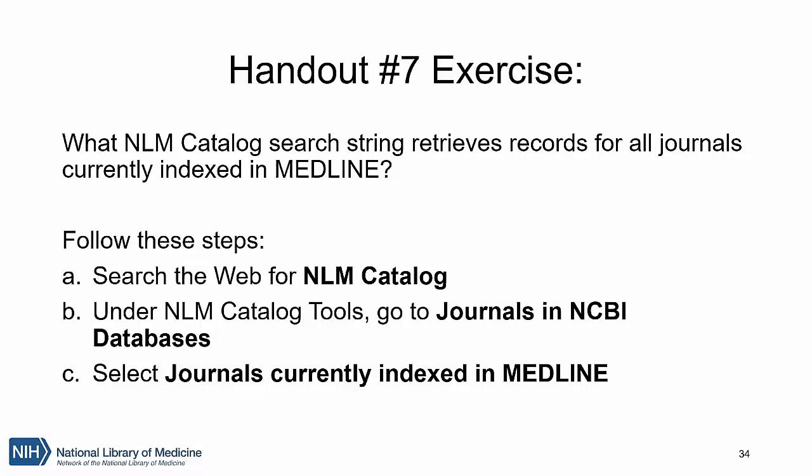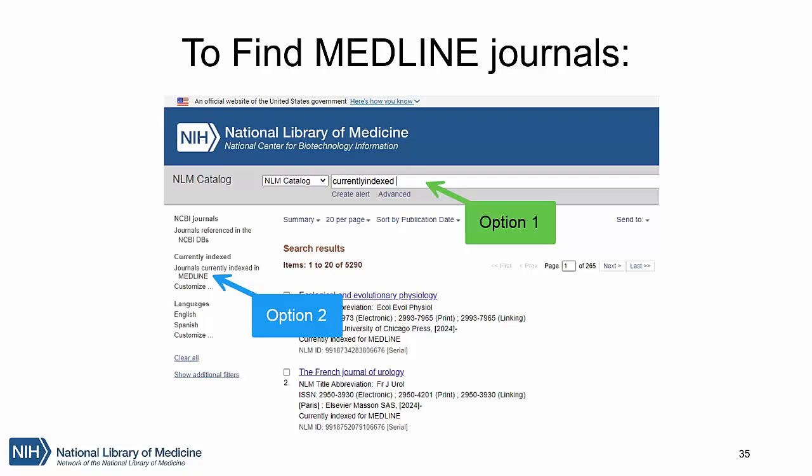Let's review together what you should be seeing. So to find a list of all journals currently indexed in Medline, go to the NLM catalog and search using the search string currently indexed. Alternatively, you can use the filter on the sidebar that says journals currently indexed in Medline. So you've got two options there.